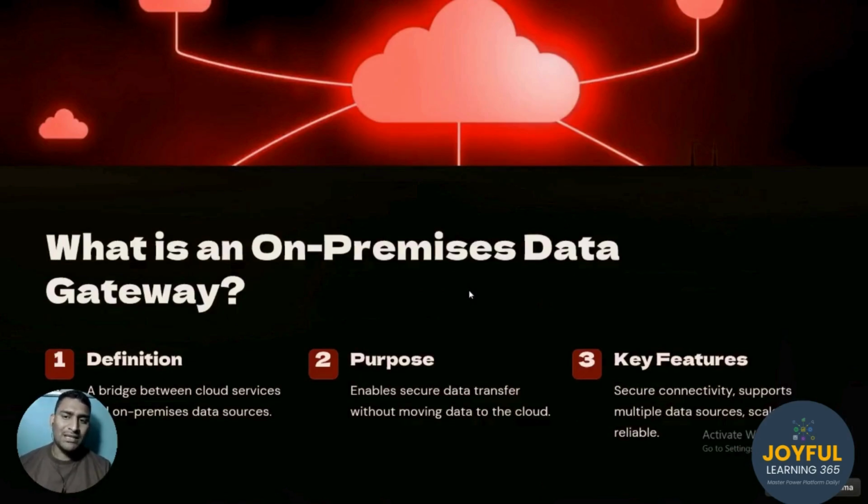First, we try to understand what an on-premise data gateway is. As you can see on my slide, an on-premise data gateway is a bridge between the cloud services and the on-premise data source. There are two types of services available in the market: one is on-premise and the second is the cloud. On-premise is the old technology and cloud is a completely new technology.